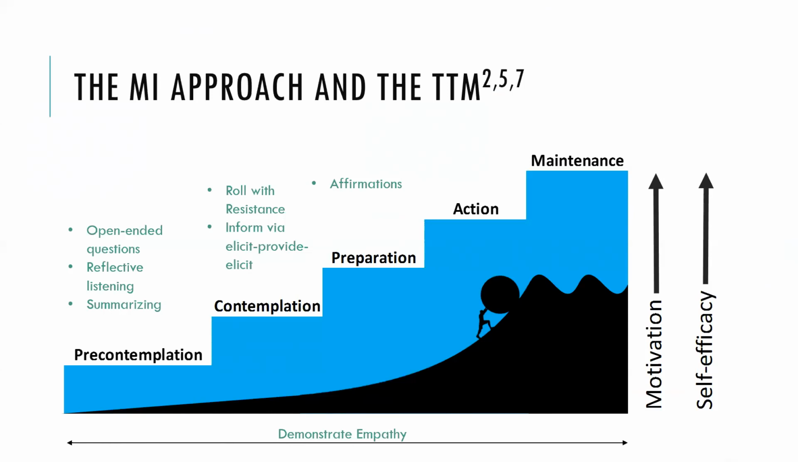For instance, asking open-ended questions and listening reflectively early in the change process allows the counselor to understand the patient's current level of motivation and self-efficacy while also demonstrating those important values like empathy, sincerity, and that non-judgmental approach. As the patient moves into contemplation, strategies like rolling with the resistance and using that elicit-provide-elicit, so that informing technique can help explore ambivalence and hopefully tip those scales in favor of change. As the patient's self-efficacy emerges, affirmations can help cultivate further confidence and self-belief in changing.